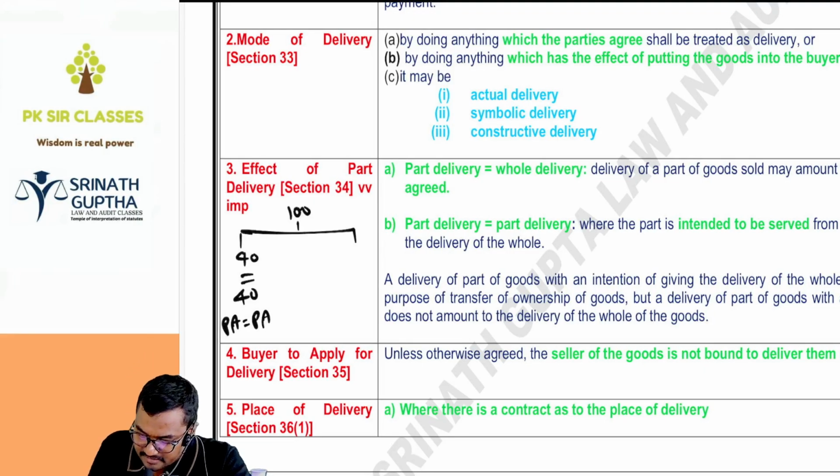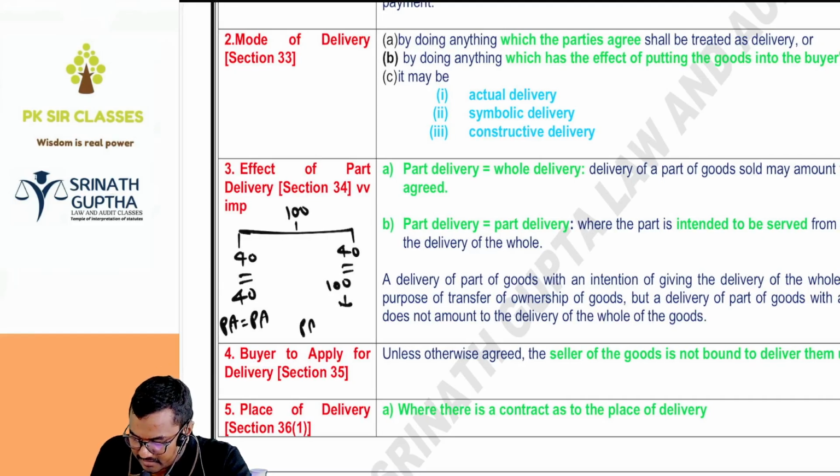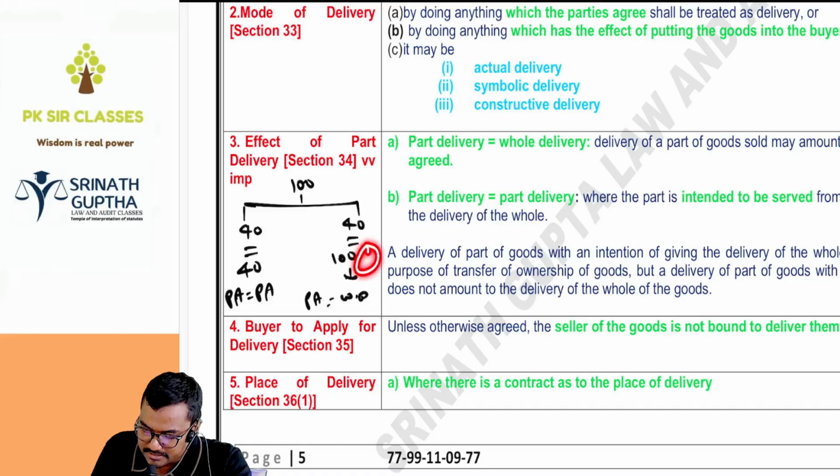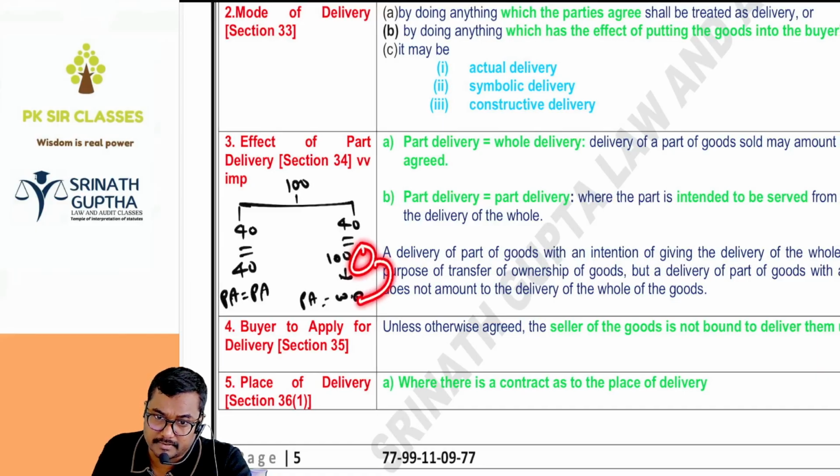I am giving the delivery of 40 bags of rice to Rajni, and ownership is transferred for the 100 bags. It is deemed to be part delivery. Now, if it is deemed to be whole delivery and 60 bags are destroyed, who should bear the risk of loss? Buyer. Here, if 60 bags are destroyed, who should bear the risk of loss? Seller. That question is also very, very important.